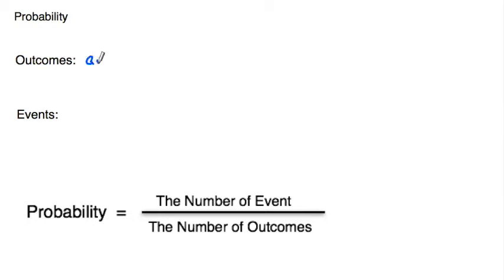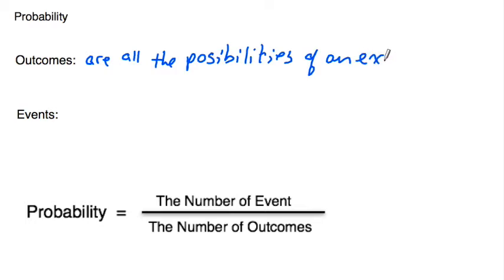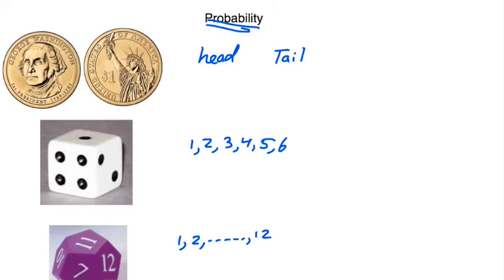Outcomes are all the possibilities of an experiment. I'm probably spelling that wrong, there's probably 2 S's in there. Oh well. We're talking about the possibilities. The possibilities of flipping a coin are a head and a tail. The rolling of a die is landing on a number 1 through 6, and the rolling of this weird die is rolling on a number 1 through 12. So those would be all the possibilities. So these are the outcomes of each one of these experiments.